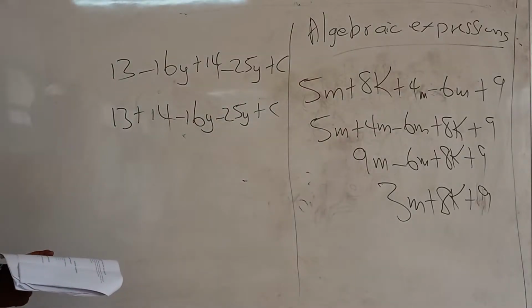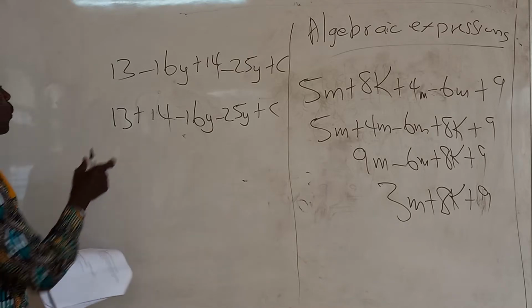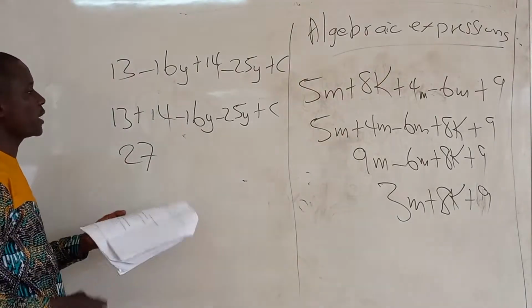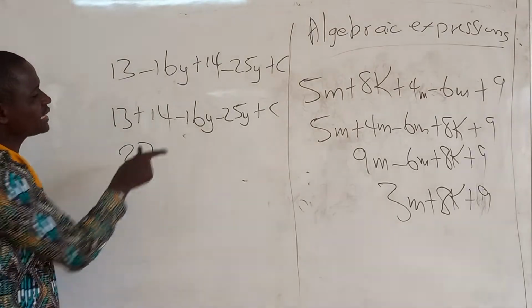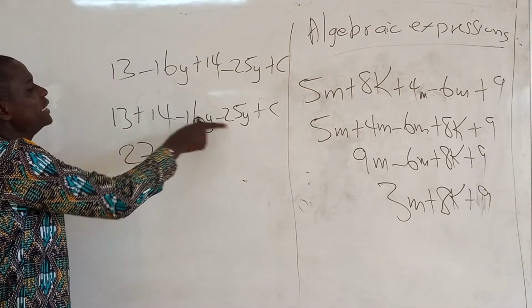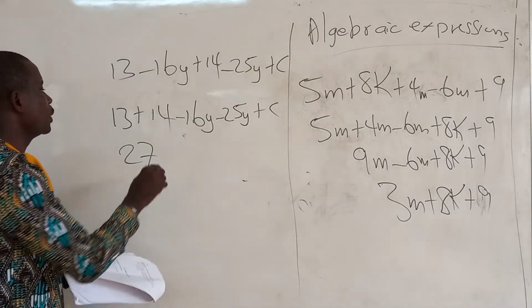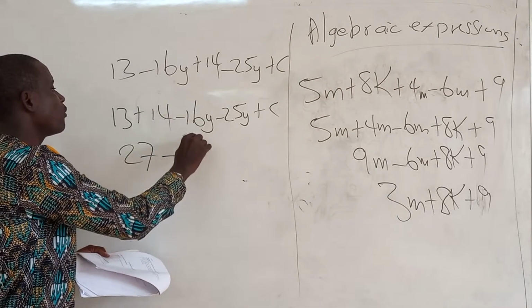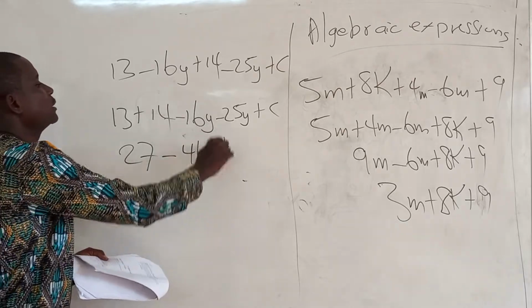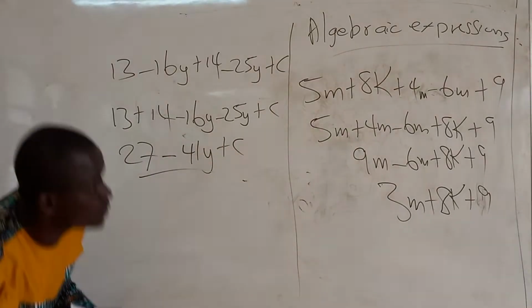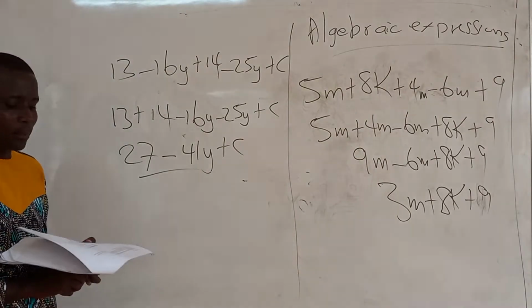Is that okay? Now look at it. What do you get here? When you add the numbers, you get 27. Once again, negative 16y, negative 25y. When you add it up, you are going to get negative 41y. Then plus c. That's all. You can't do any further simplification. I hope you are okay about that.